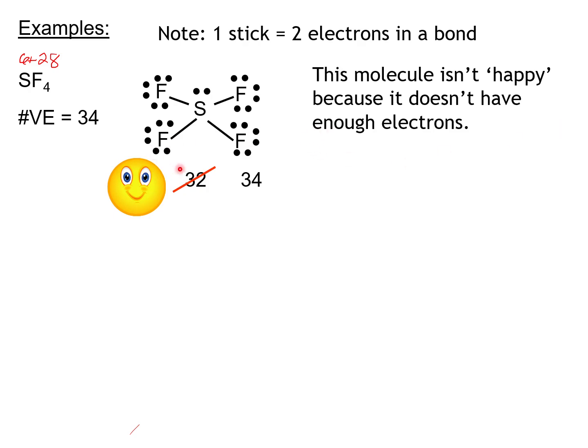A lot of people get really upset about this, and they say, but no, it's got more than 8. So we got 2, 4, 6, 8, 10 electrons around it in total. Remember I said for the central atom, you want to have at least 8.